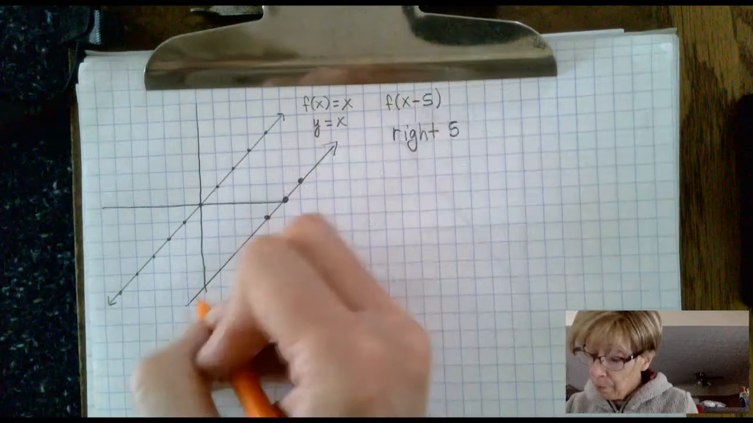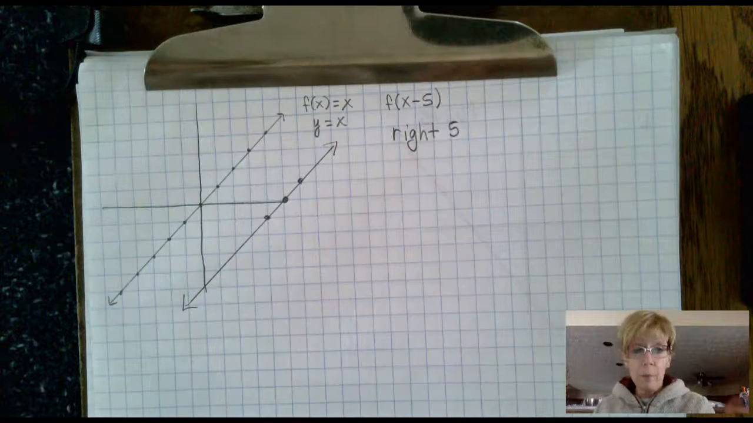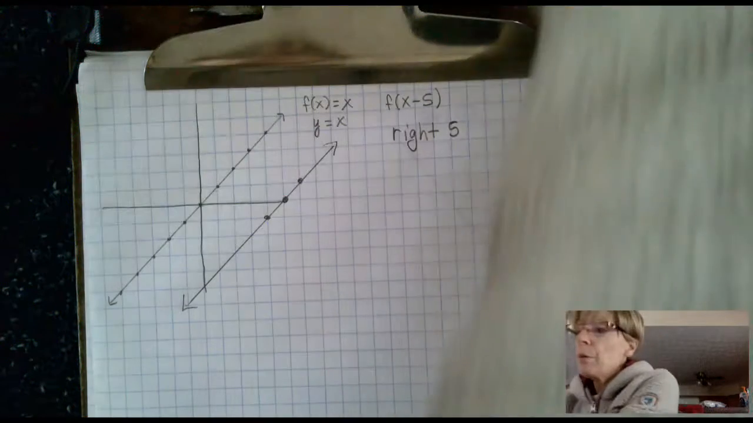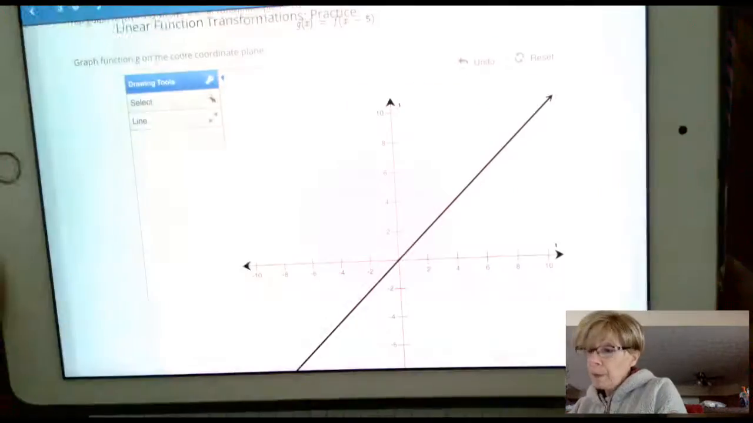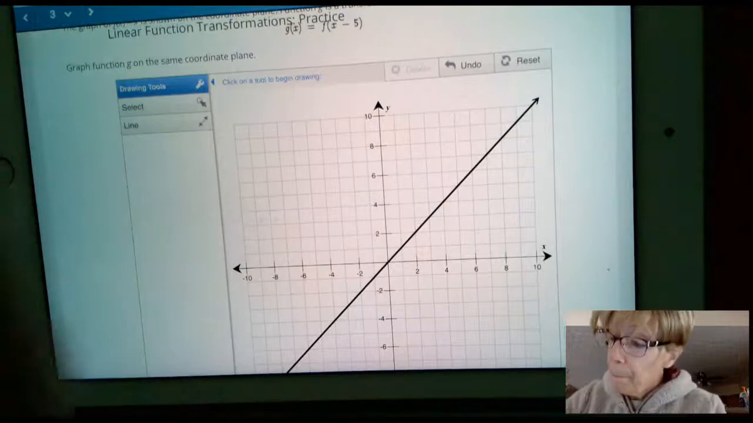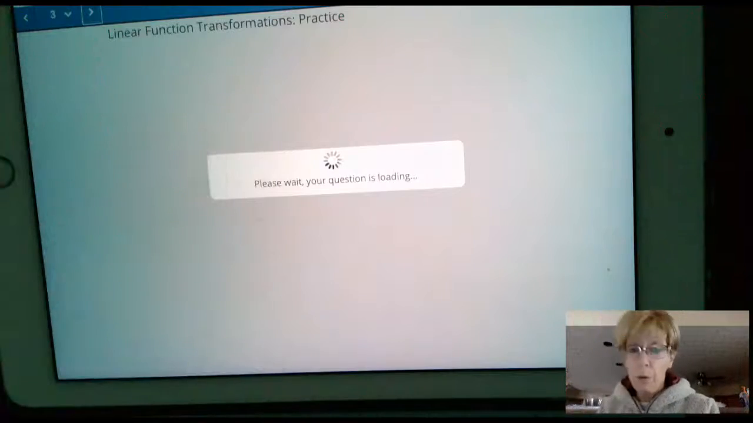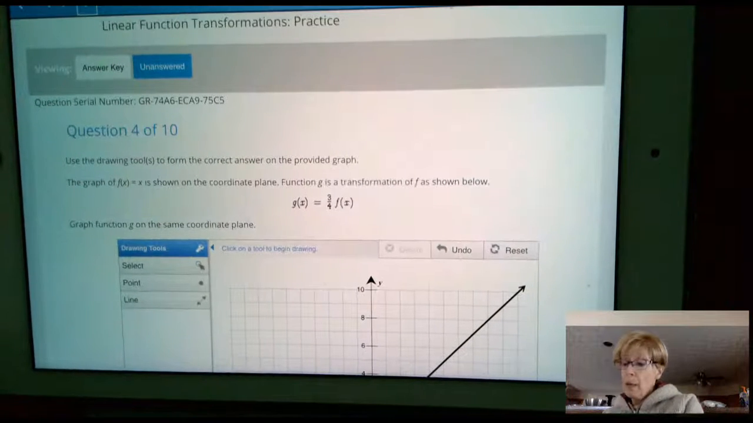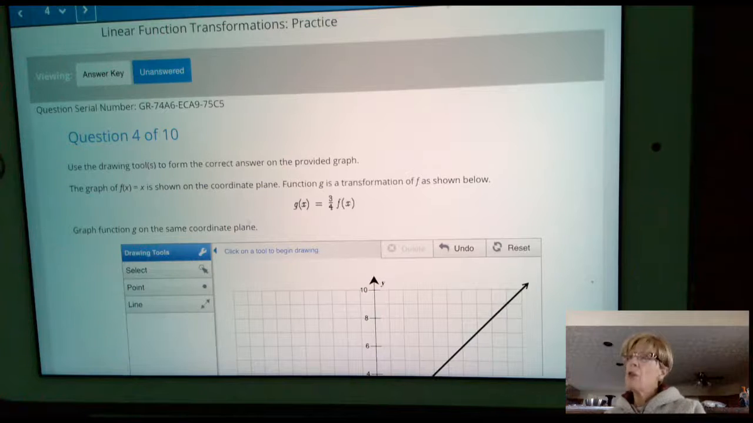And again, it's knowing the transformations. So what I can recommend to you is that you can go back and copy down that chart that I made in the transformations video, and then you've got it right beside you when you're working. But the same type of problem here. It says the graph of f of x equals x is shown on the coordinate plane. Function g is a transformation of f as shown below. And g of x equals 3/4 f of x.